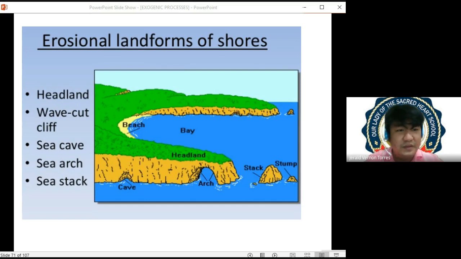Wait, let me check. I forgot my convex and concave. Wait, let me search. Yeah, it's concave pala.